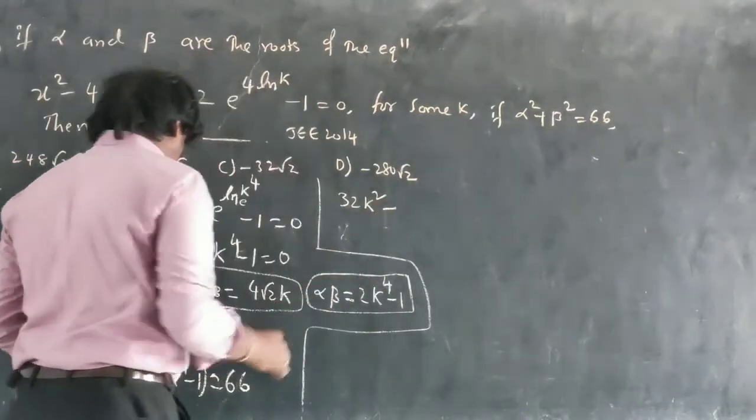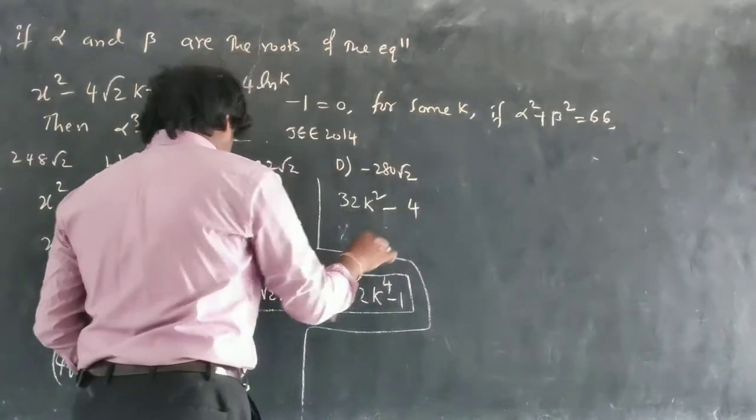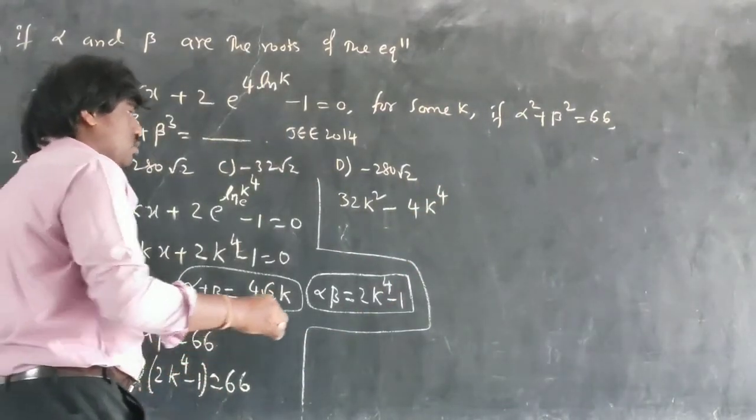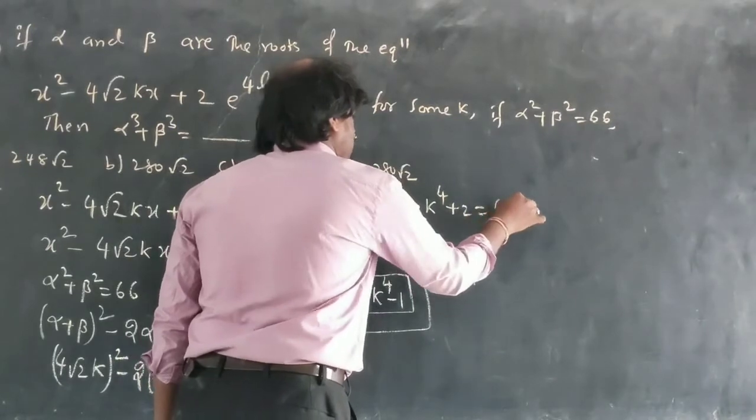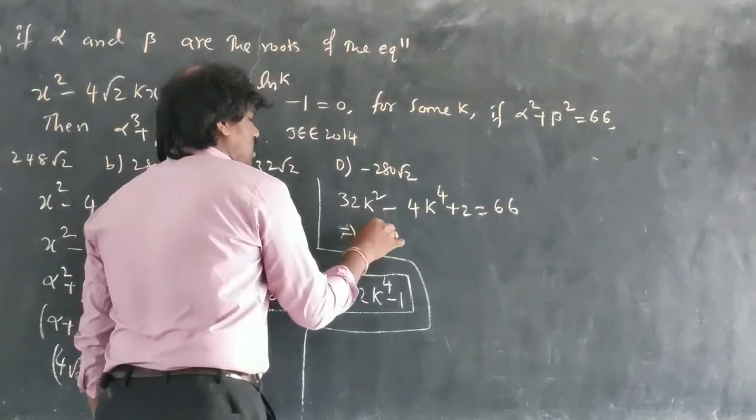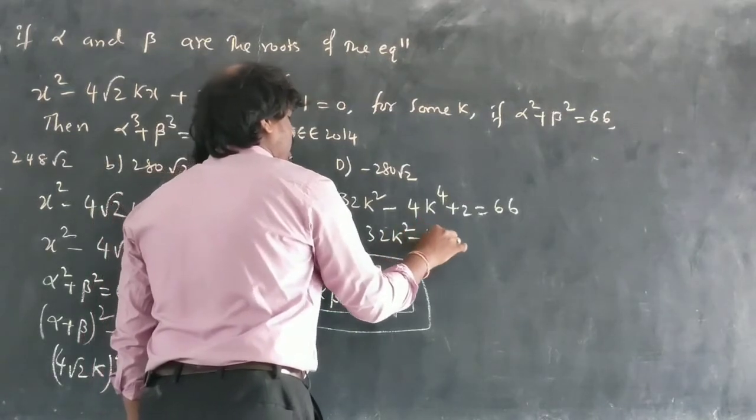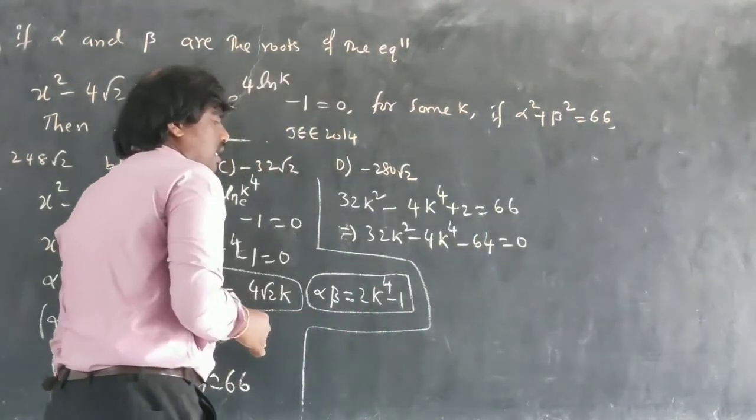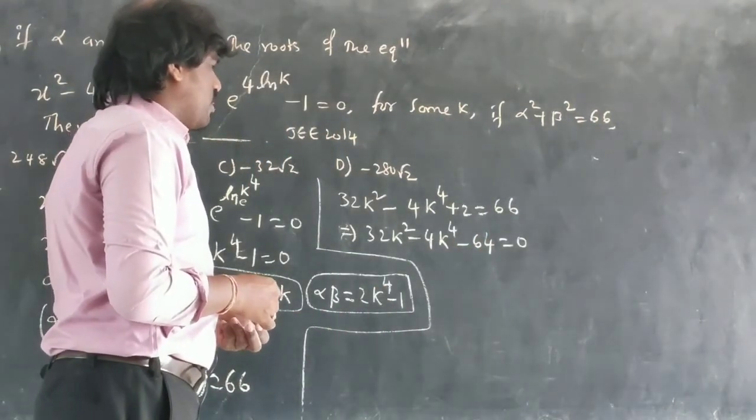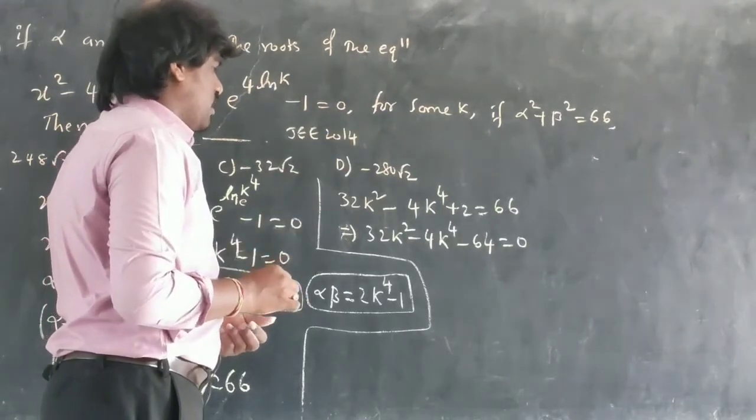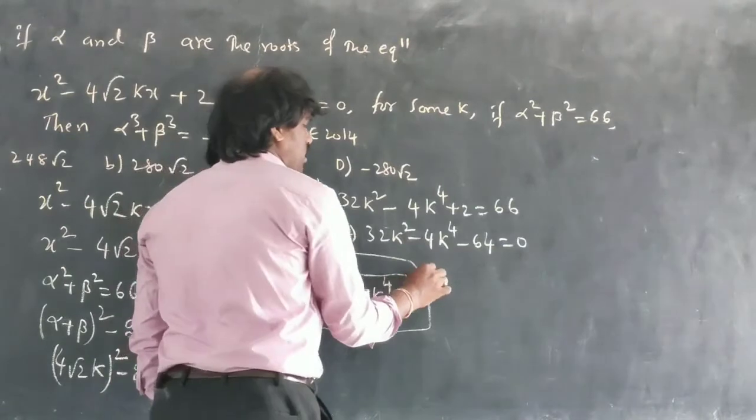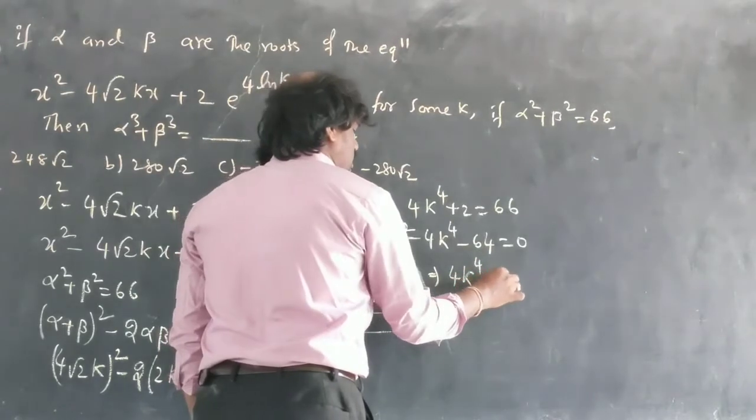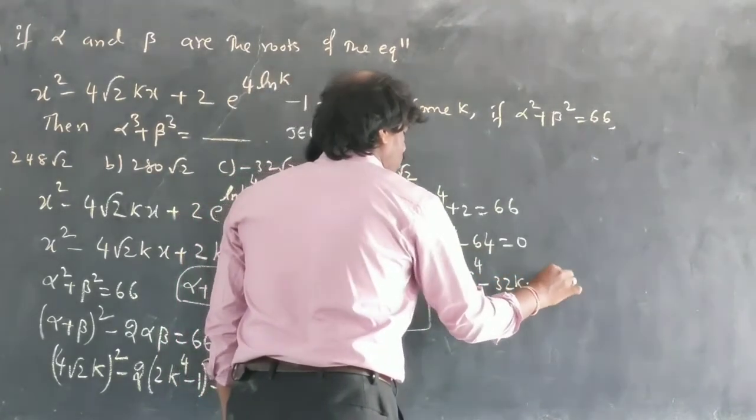Minus 2 times (2k power 4 minus 1), that gives minus 4k power 4 plus 2, so the constant is plus 2, equal to 66. If you send this to that side, 32k square minus 4k raised power 4 minus 64 is equal to 0. Just see, this can be cancelled by dividing by 4. I multiply with the negative sign, that is, divide by a negative number first of all. So 4k raised power 4 minus 32k square plus 64 is equal to 0.